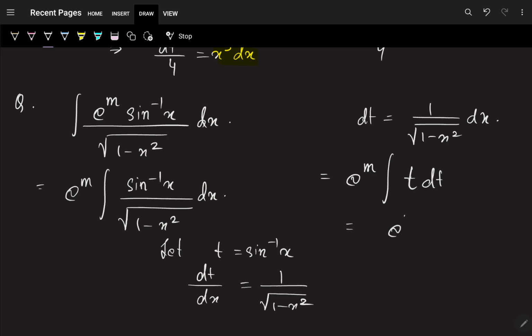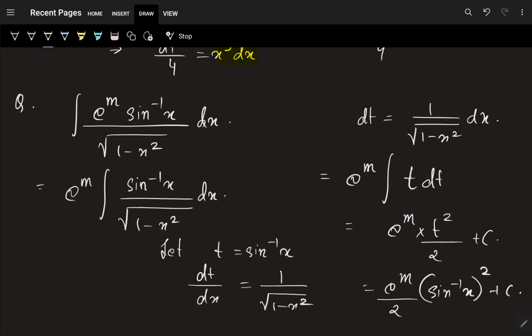So this is going to be e to the power m into t square by 2 plus c. This is e to the power m by 2. What is t? t is sine inverse x. So e to the power m by 2 sine inverse x square plus c. Okay, you can just comment down your doubts. So this is e to the power m upon 2 sine inverse x square plus c.